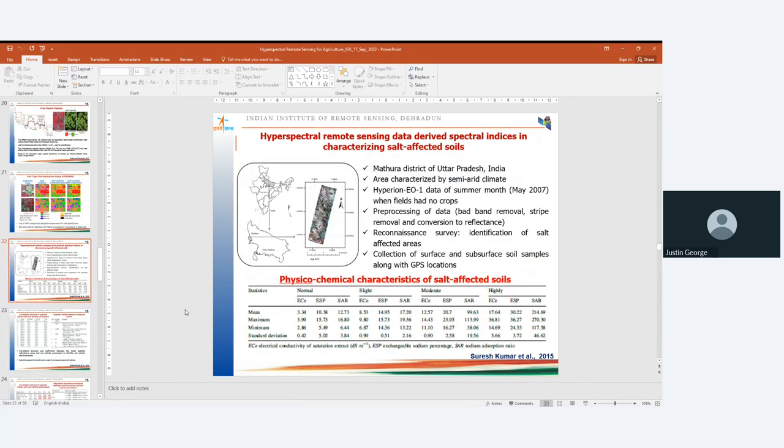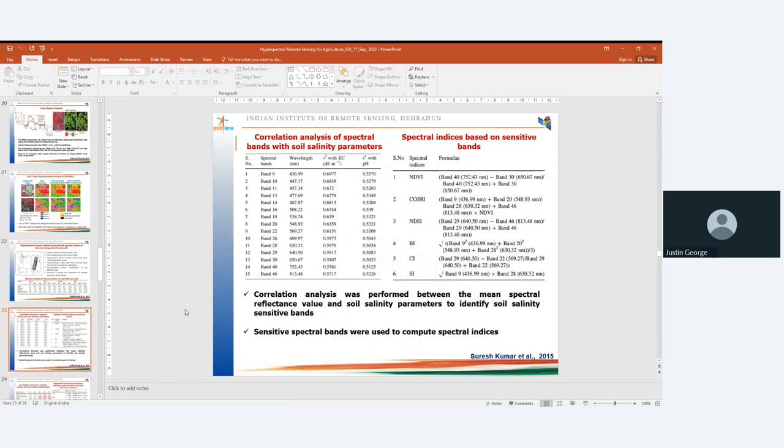So what they did was they had the remote sensing image of the area. They had the chemical characteristics of the soil samples from the same area. They did a correlation analysis of the spectral bands with soil salinity parameters. Among the large number of bands, they found that these bands corresponding to these different wavelengths had a good correlation with the electrical conductivity as well as the pH values of the soil samples.